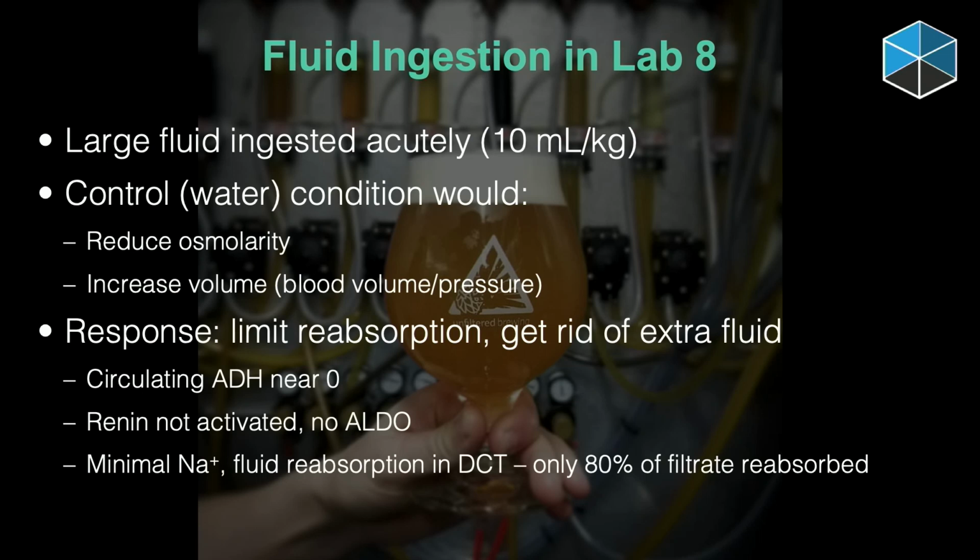ADH is not prompted when osmolarity drops, when body fluid goes up. And in fact, ADH release, if you're measuring it in the blood, can drop to near zero. And that doesn't mean push more water out. It simply means I don't want any part in reabsorbing water in the distal convoluted tubule. Renin's not going to be activated, so no aldosterone is released, therefore no sodium is reabsorbed either. Anything that is in the distal convoluted tubule should stay there and eventually be excreted.